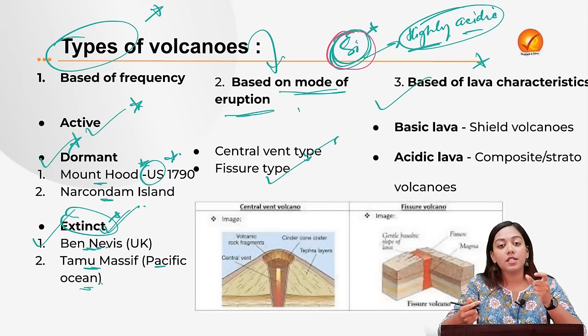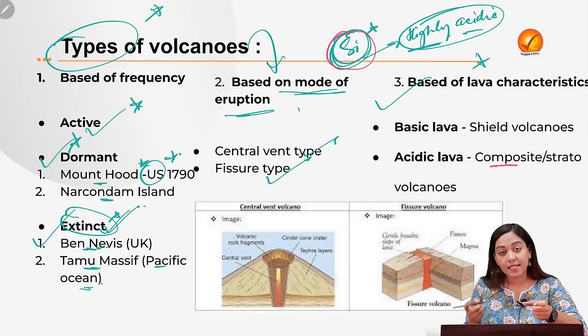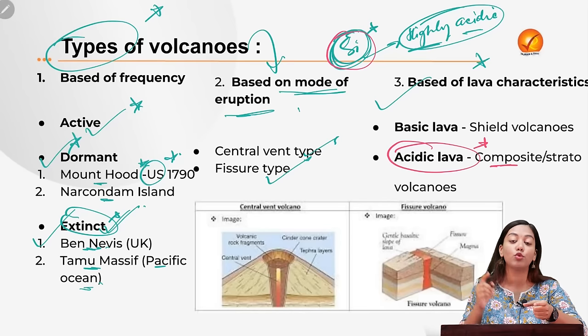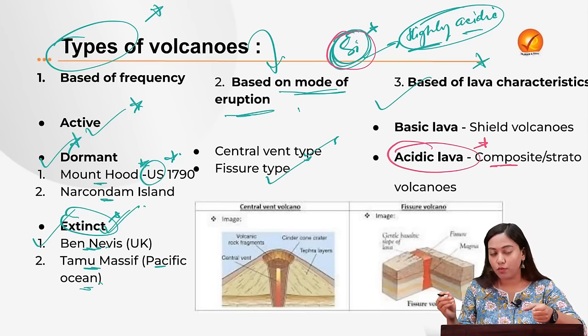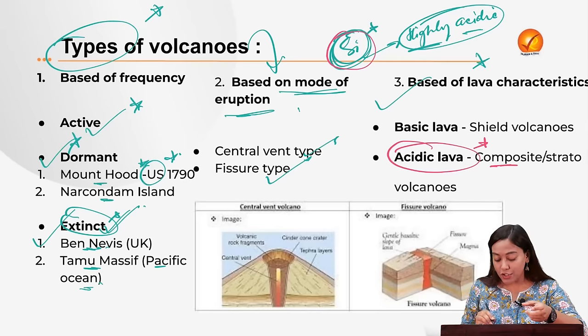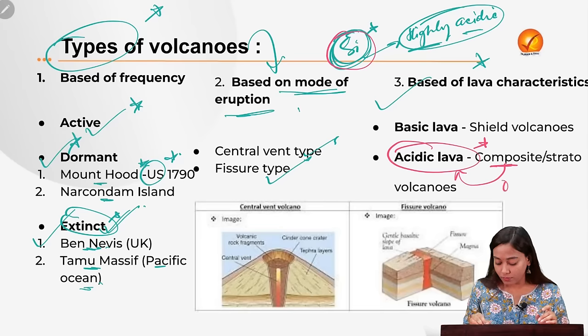So they will be known as stratovolcanoes, or composite volcanoes. This is happening because they are driven by acidic lava, which has more silica content. For example, Ojos del Salado, the tallest volcanic mountain, or the tallest volcano, which is in Chile, is actually a composite or an acidic lava-led volcano. So the tallest one is Ojos del Salado. It is in South America.